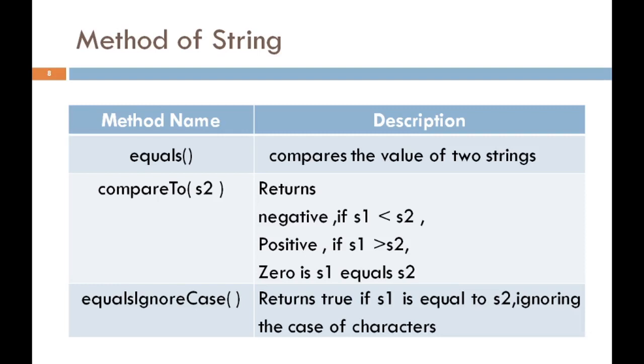The next method is compareTo. The Java string compareTo method compares the given string with the current string, and based on the strings, it returns a negative, positive or 0 result. That means if both strings are equal, then it returns 0. If the first string is greater than the second string, then it returns a positive number. And if the first string is less than the second string, then it returns a negative number.